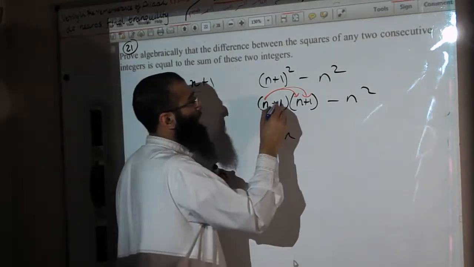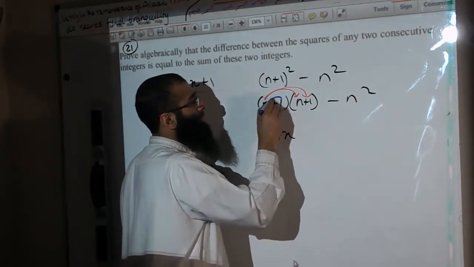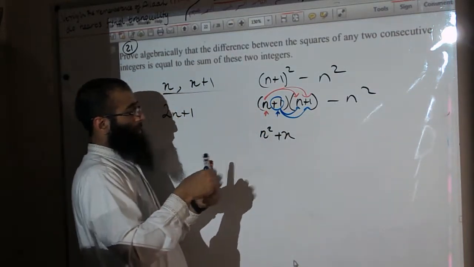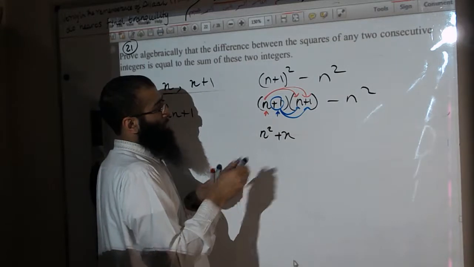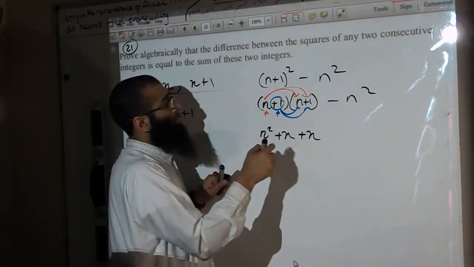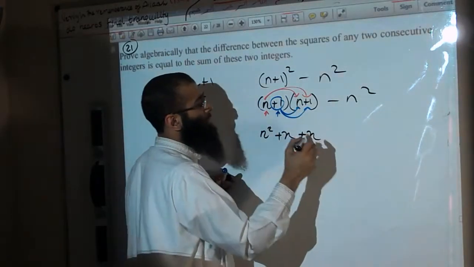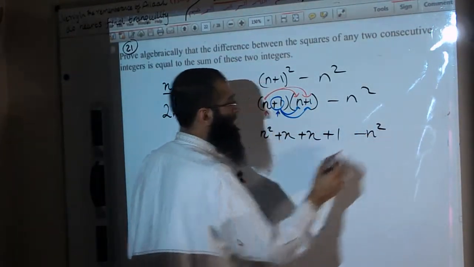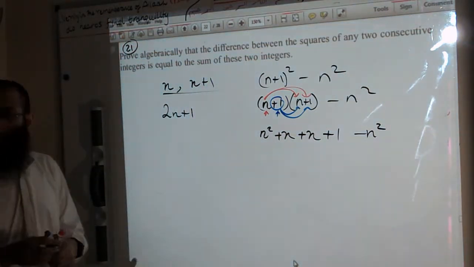Next, we start with the second element, plus 1, and we multiply by the n and then by the plus 1. What's plus 1 times n? Plus n. Plus n again. What's plus 1 times plus 1? Plus 1. And then we have minus n squared at the end. Okay, right. We need to simplify that.